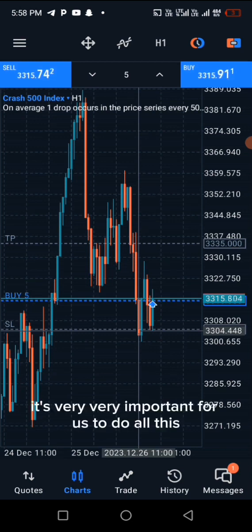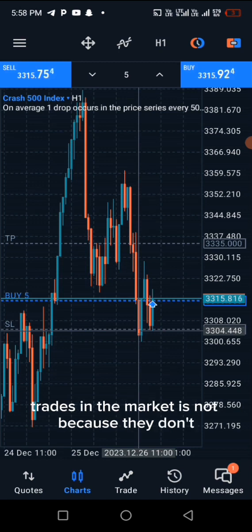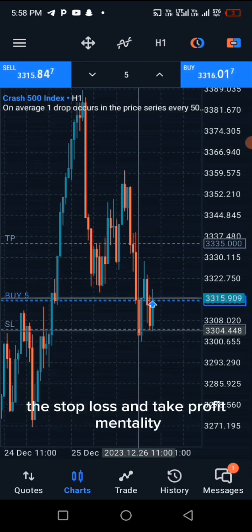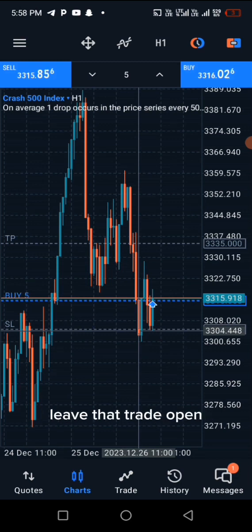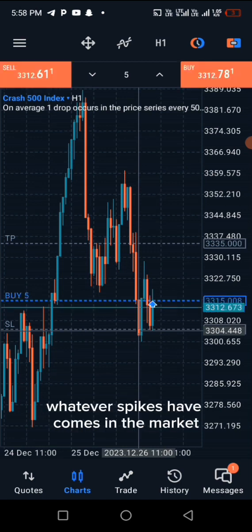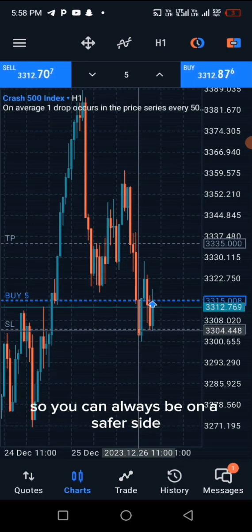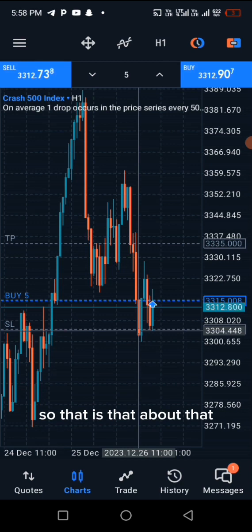It is very, very important for us to do all this, because so many people that lose trades in the market, it's not because they don't know how to trade, but because they lack discipline and the stop loss and take profit mentality. Some people just want to leave their trade open, and your equity is not big enough to handle whatever spikes come in the market. So it's always very important to put your stop loss and take profit, in case the price decides to change. All right, so you can always be on the safer side in the market. So that is that about that.